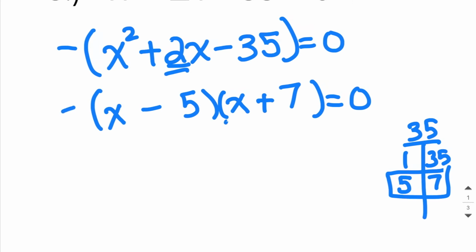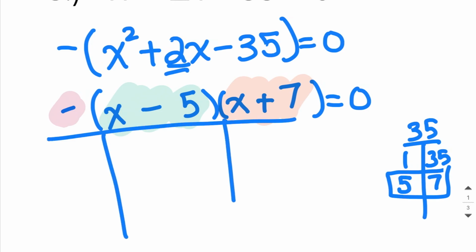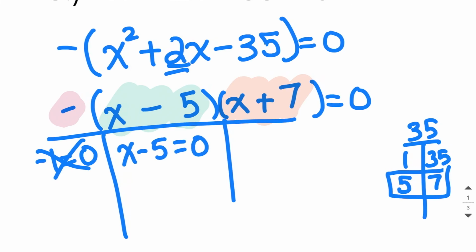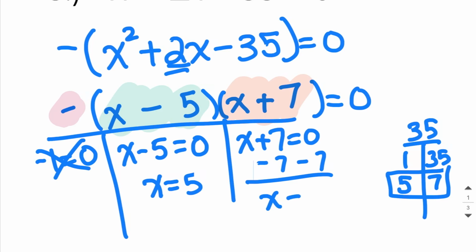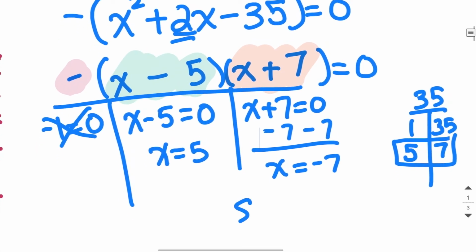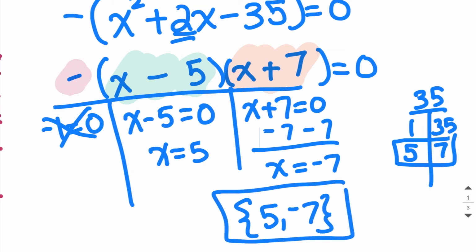And if you notice, I still have three things multiplied together to give me 0. So what are those three things? I have this negative 1, I have this x minus 5, and I have this x plus 7. So right here, when I do this, set each part equal to 0. Negative 1 can never equal 0. X minus 5 equals 0, so x equals 5, add 5 to both sides. X plus 7 equals 0, subtract 7 from both sides, and I get x equals negative 7. So that means my solutions are 5 and negative 7.